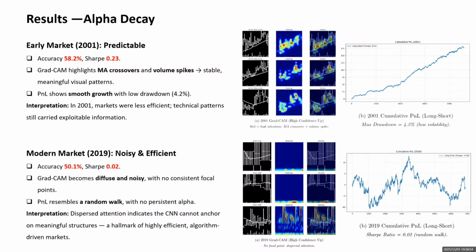But by 2019, performance collapsed. Accuracy falls to 50% and Sharpe to 0.02, and the Grad-CAM becomes diffuse and noisy, and the P&L resembles a random walk. This contrast shows a clear alpha decay: visual patterns that were exploitable in earlier, less efficient markets have been arbitraged away in modern algorithm-driven markets.